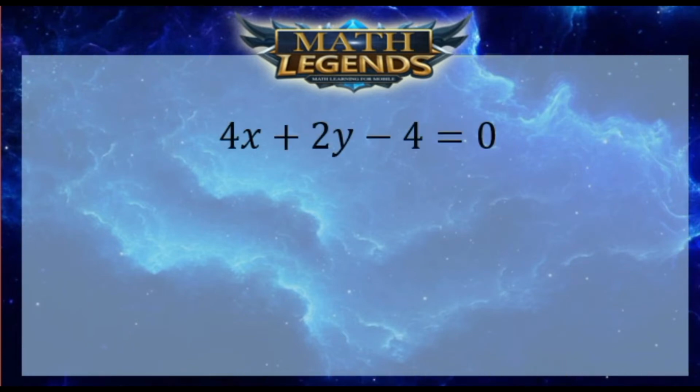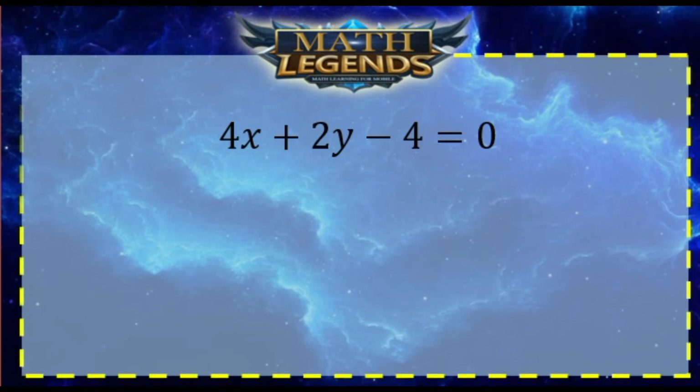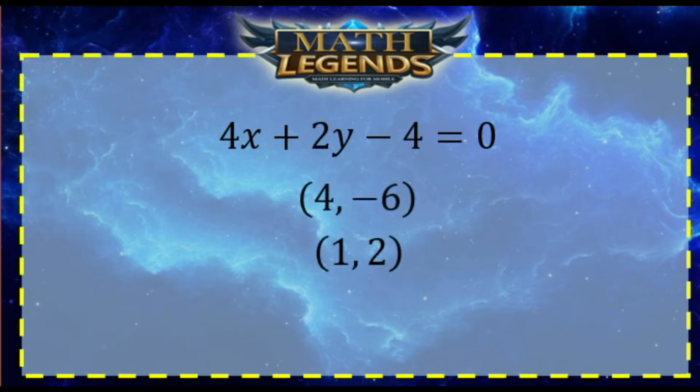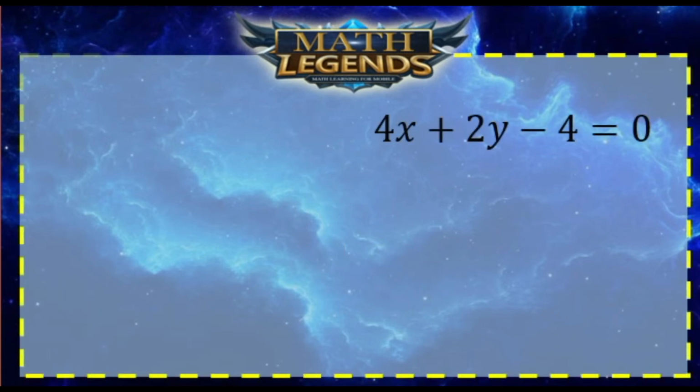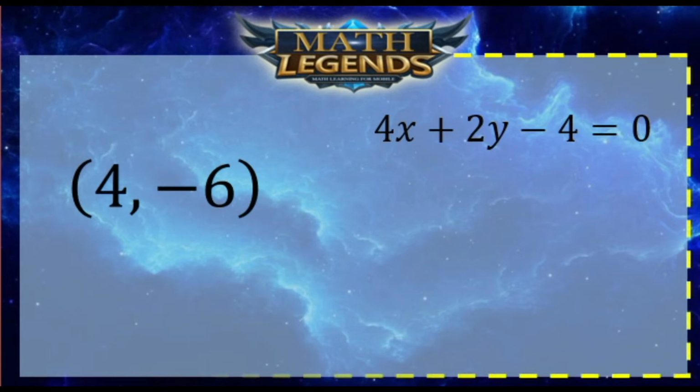Suppose that we have 4x plus 2y minus 4 is equal to 0. Let us try to find out if 4 and negative 6, and 1 and 2 are the solution of this linear equation. Let us have the first one, 4 and negative 6. In order to find the solution, we're just going to substitute the value of x and y in the given linear equation.